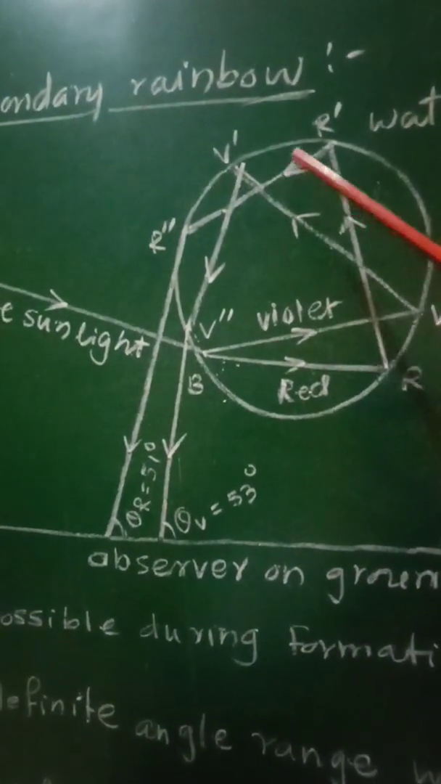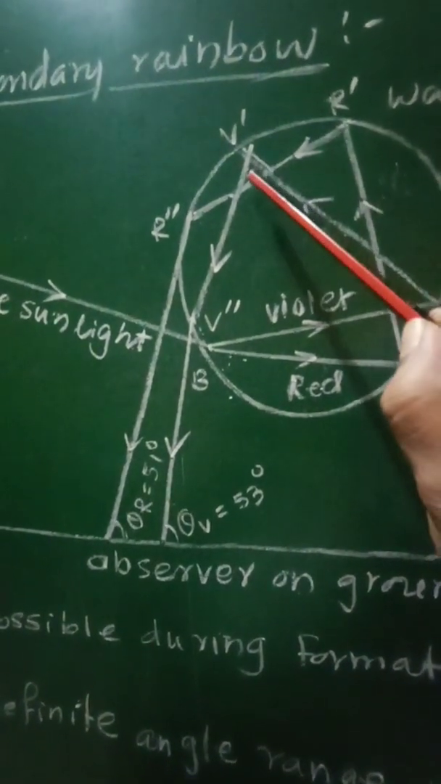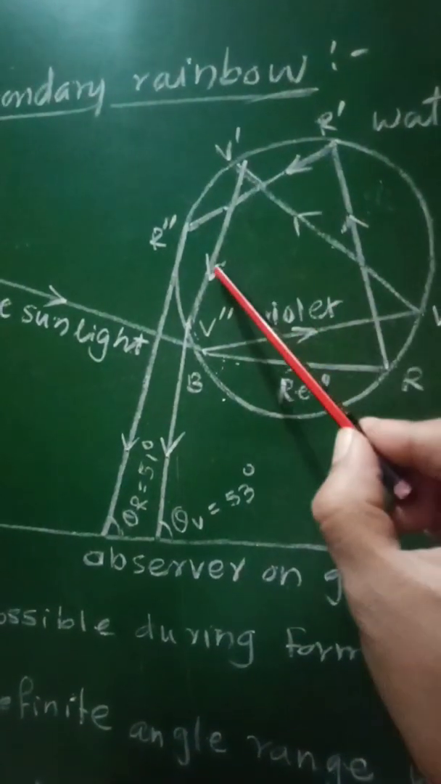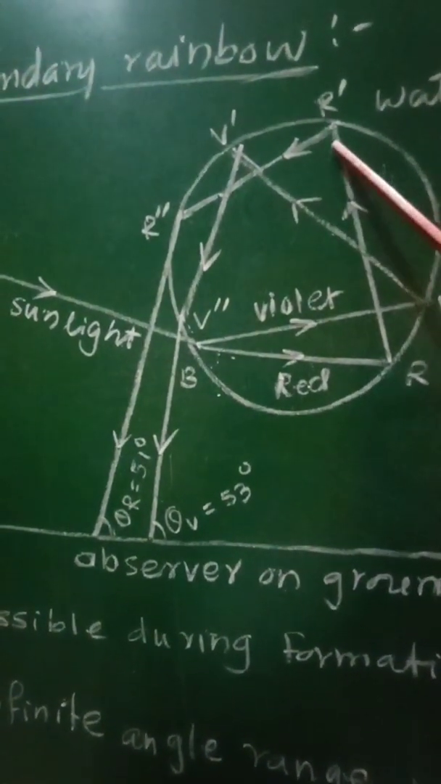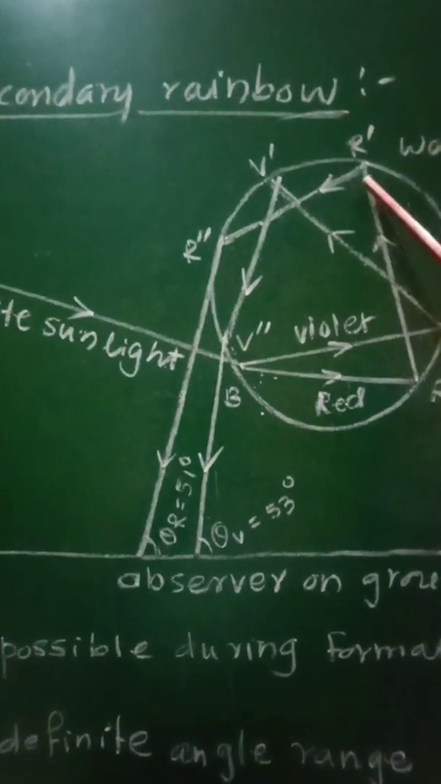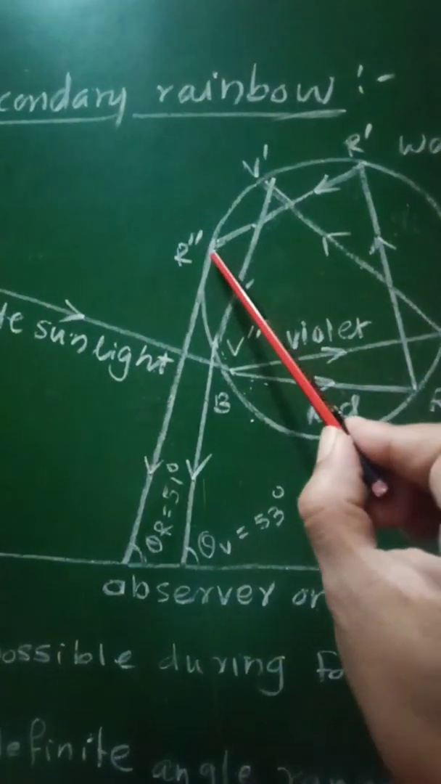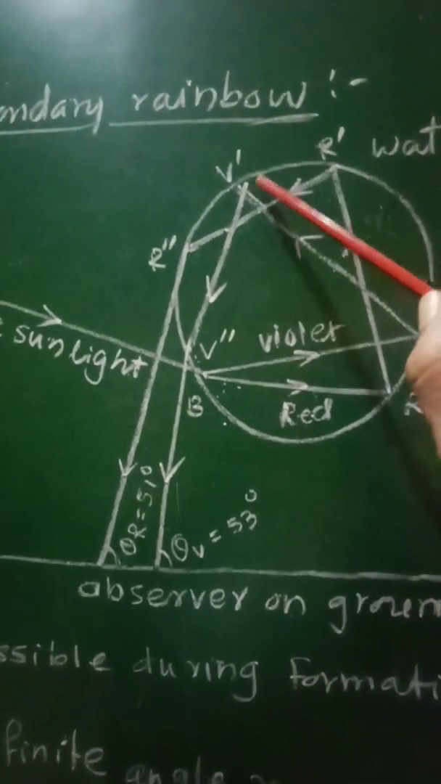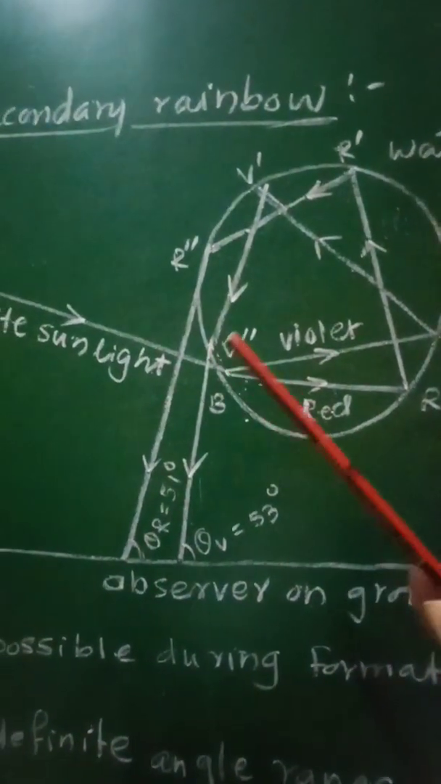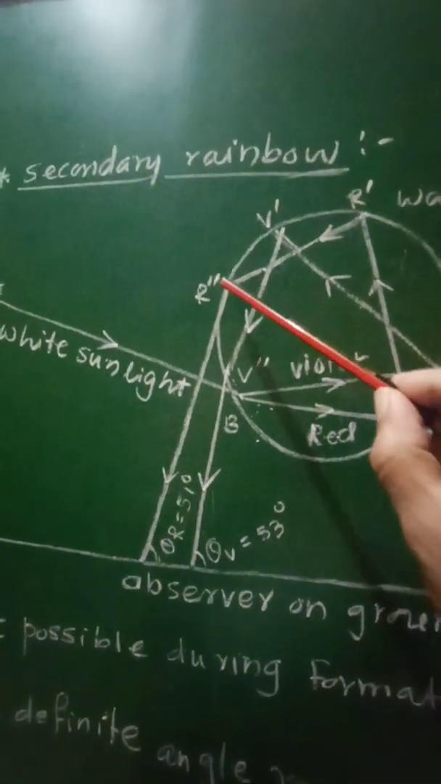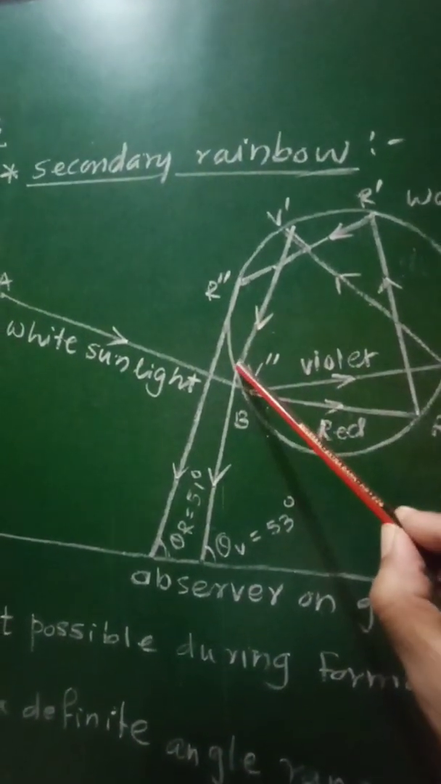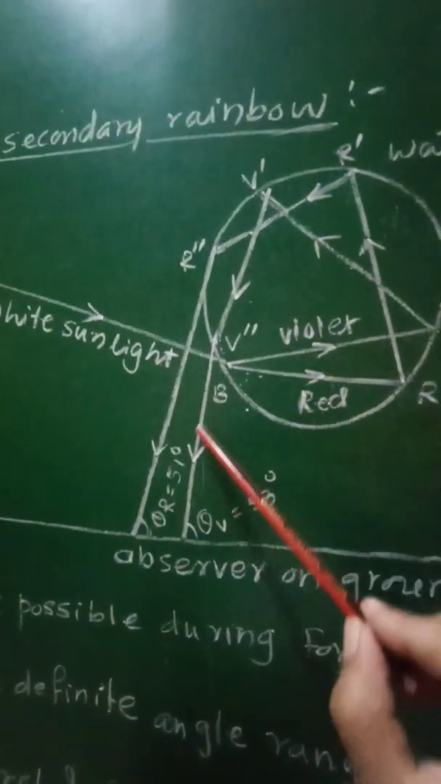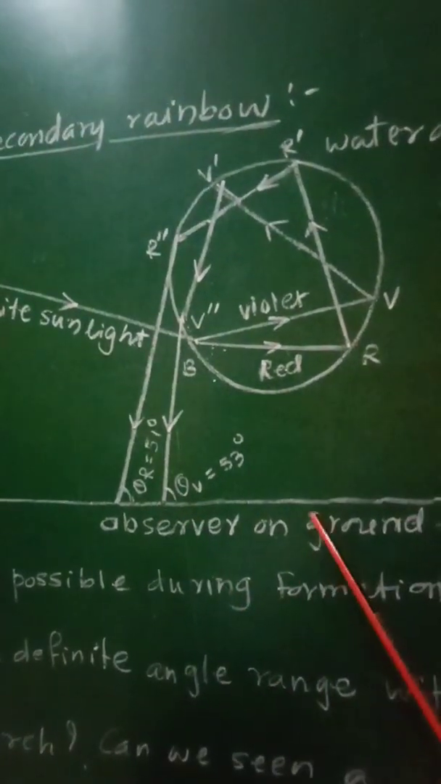Again, when this red and violet color light is incident at R dash and V dash, a second reflection will take place, and then the ray of light for red color will travel along R dash to R double dash, and for violet color it will travel along V dash to V double dash. Now when these reflected rays reach point R double dash and V double dash, they will emerge out of the water drop and be seen by the observer on the ground.